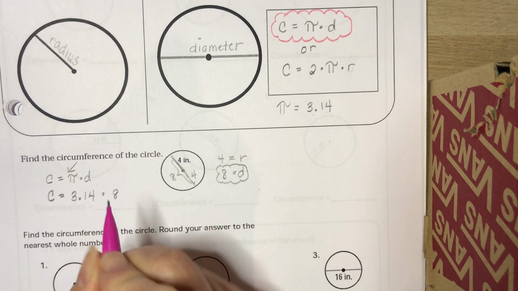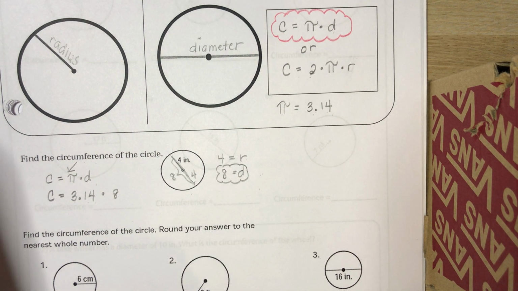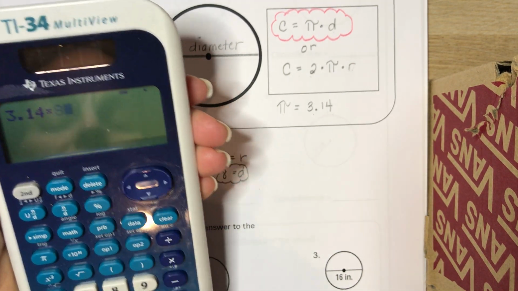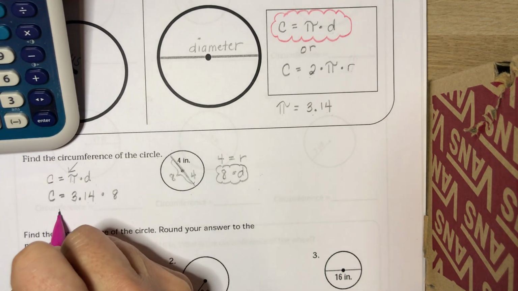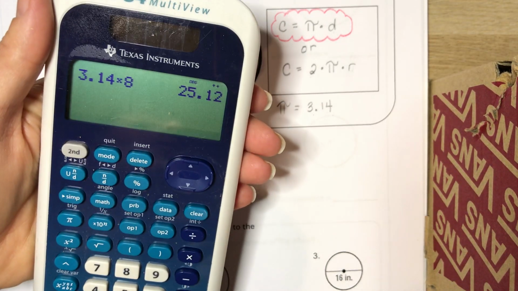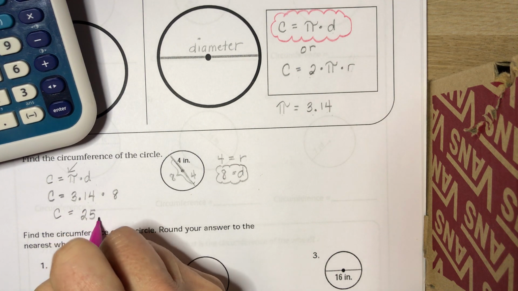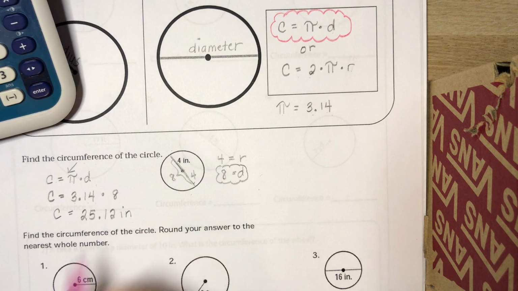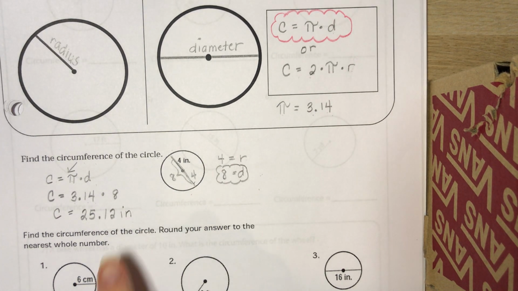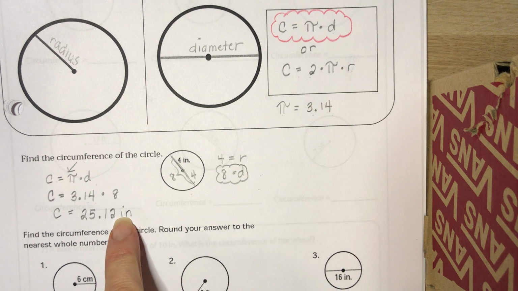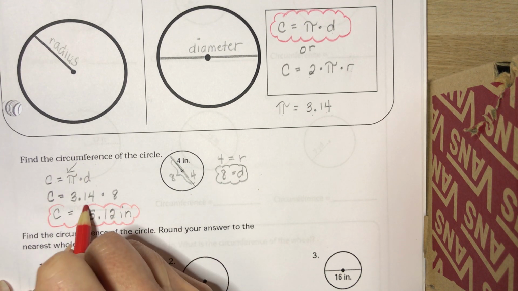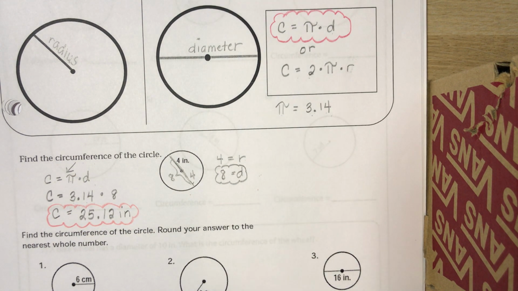3.14 times 8. So it's time for the calculator. Let's take a look. 3.14 times 8 gives me 25.12. Our units are inches. When we talk about circumference, just like perimeter, we leave our answer in inches. When we talk about area, we will do something else with our units. So 25.12 inches is our answer for circumference for the first example.